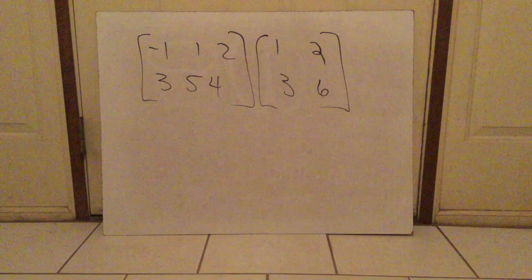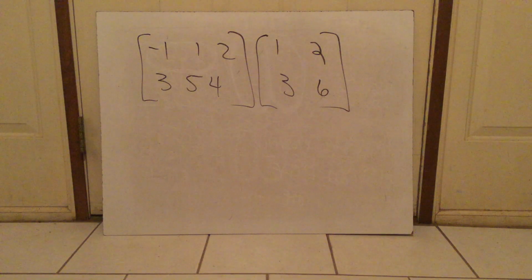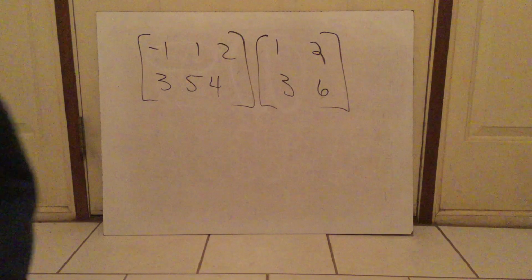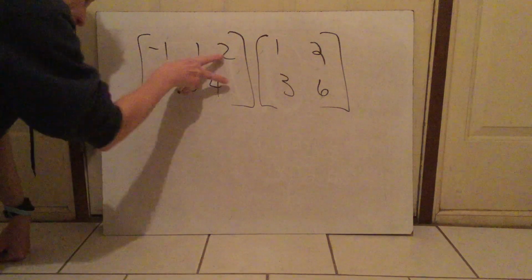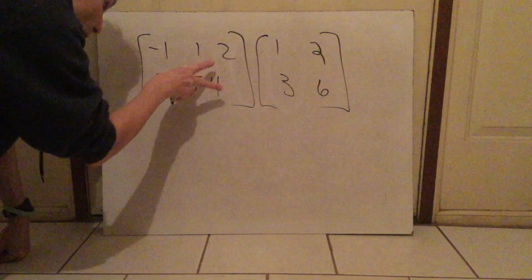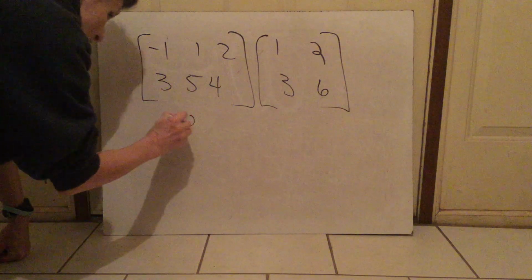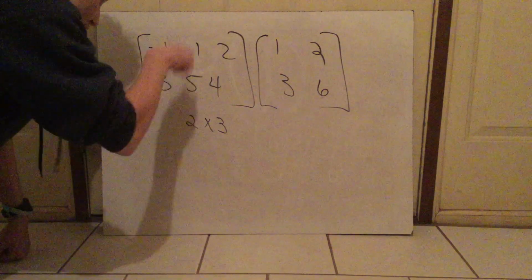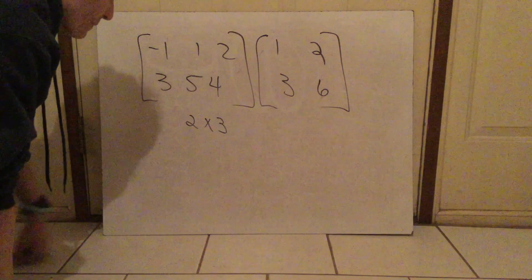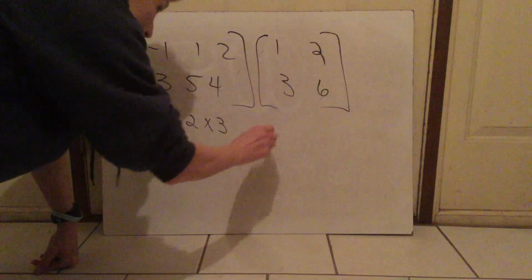Remember, before you jump in and start doing it, I want you to check those dimensions. Make sure that it's possible. So what are the dimensions of this guy? We have 2 rows, we have 2 across, we have 2 rows, and we have 3 down. So it's a 2 by 3. That's 2 across, that's 3 down. This one is 2 by 2.